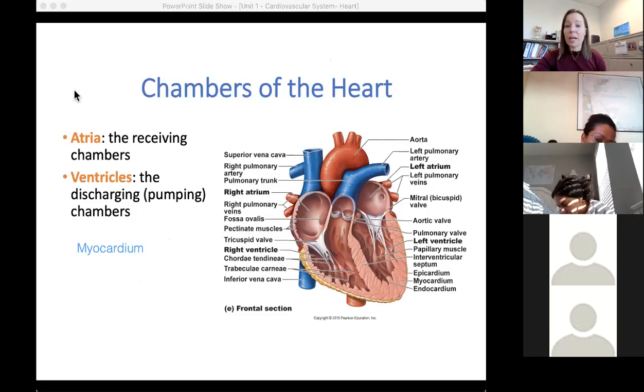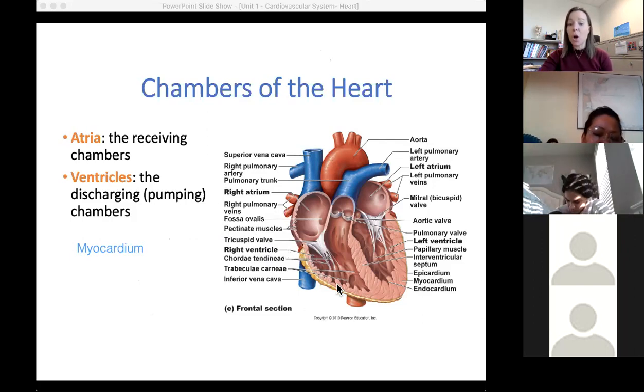So the coronary sinus is carrying blood out of the myocardium. Remember, the myocardium is the main layer that forms the wall of the heart. So the coronary sinus is draining blood that's coming from the heart itself, out of the heart wall.